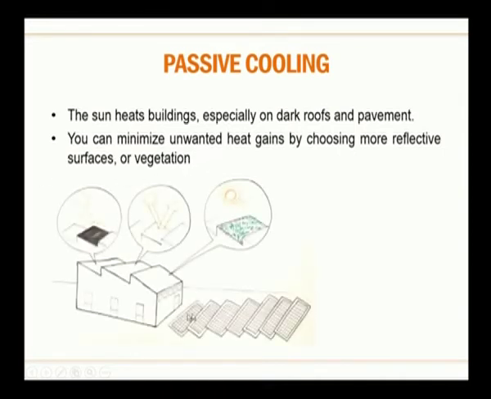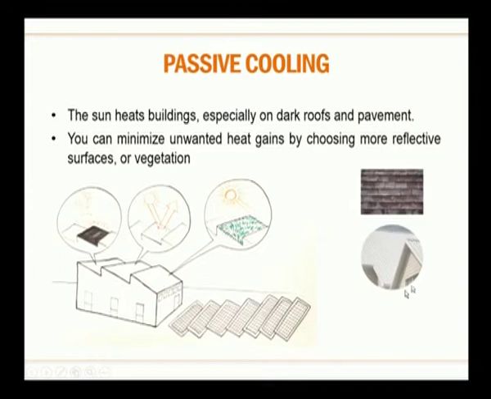As you see in this picture, it's for passive cooling. Different surfaces, as we know, this horizontal surface is going to absorb a lot of solar radiation. So here you have to avoid dark roofs like this, and you have to use more reflective roofs or vegetation.